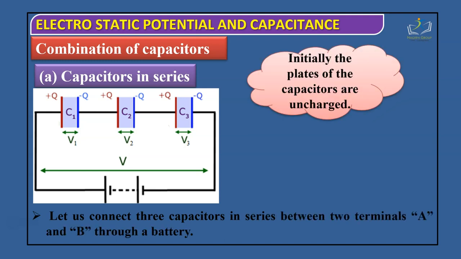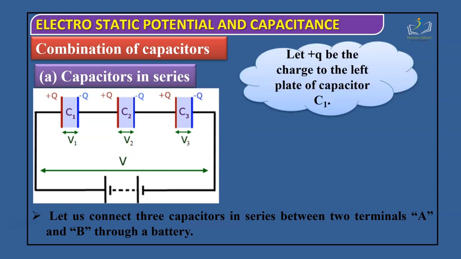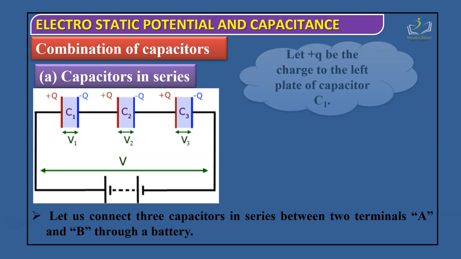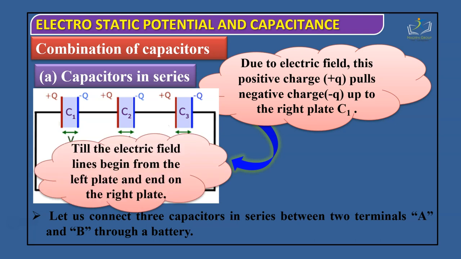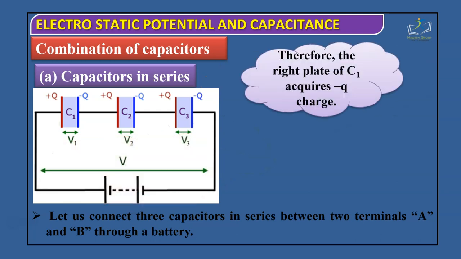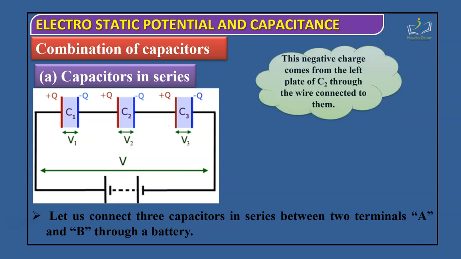Initially the plates of the capacitor are uncharged. Let plus Q be the charge on the left plate of the capacitor C1. Due to the electric field, this positive charge plus Q pulls the negative charge minus Q up to the right plate of C1, till the electric field lines begin from the left plate and end on the right plate. Therefore, the right plate of C1 acquires negative charge.